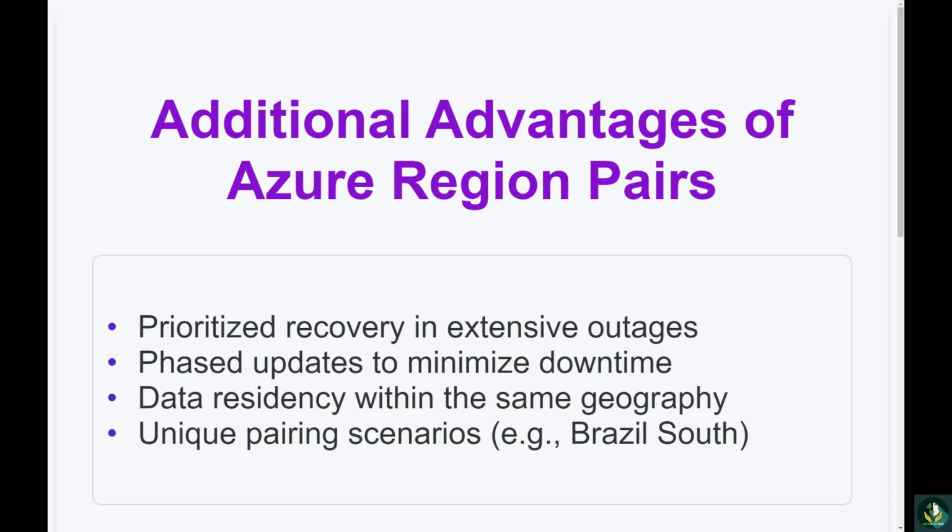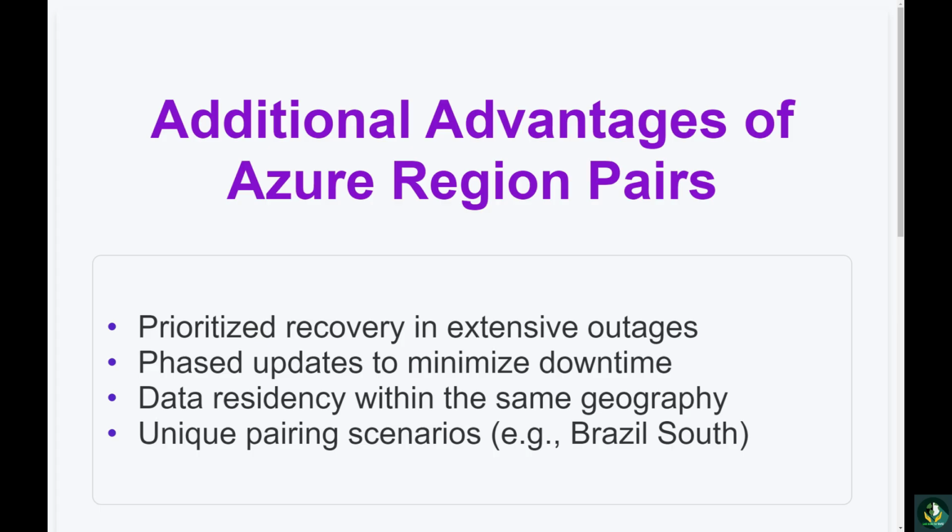Prioritized recovery. In the event of a widespread Azure outage, Microsoft prioritizes the recovery of at least one region from every pair. This approach ensures that applications hosted in a region pair have at least one endpoint up and running as quickly as possible. This prioritization can significantly reduce potential downtime for your critical applications.